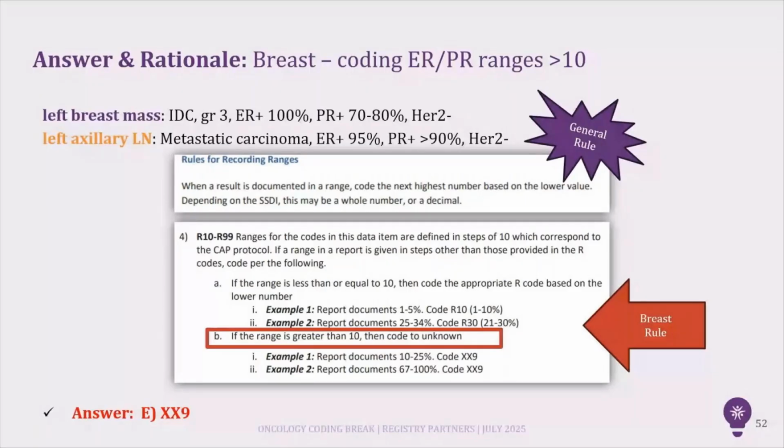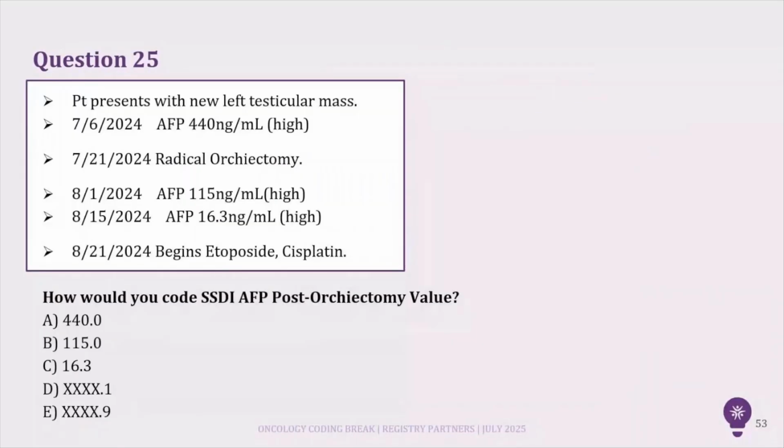Okay, last question. So patient presents with a left testicular mass and has an AFP drawn, undergoes a radical orchiectomy, and then has 2 more AFPs drawn before beginning etoposide and cisplatin. So how would you code the post-orchiectomy value?